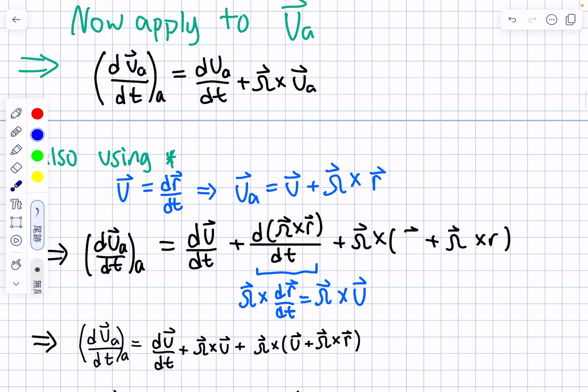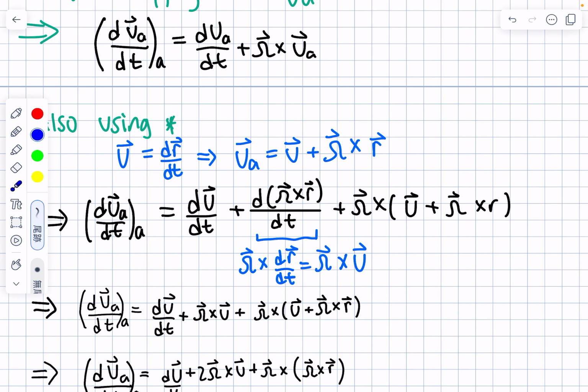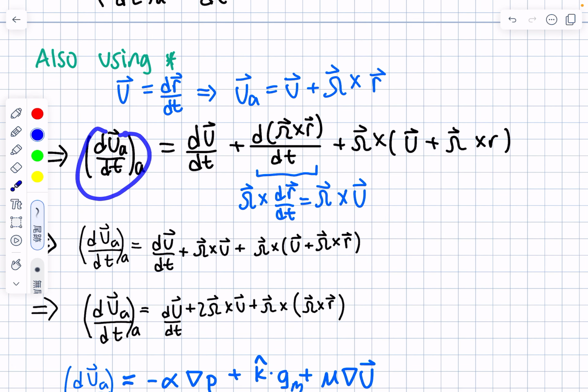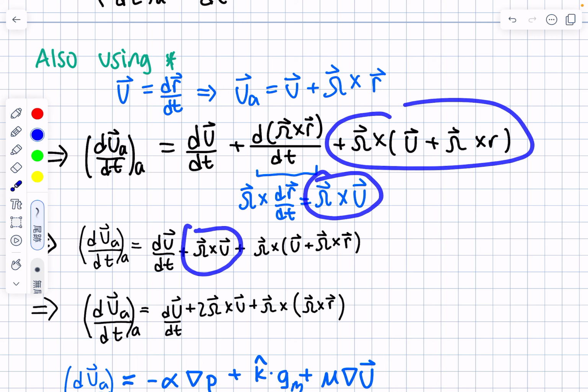And I apologize, that is actually a typo, that is also u. And we can also, for this term, take omega out, so it's here, and we have the dr dt, and this is u, so this is omega vector cross u vector. So now we have that this is equal to this plus this plus this.